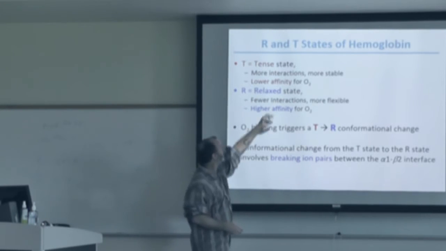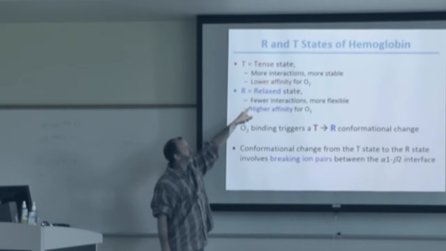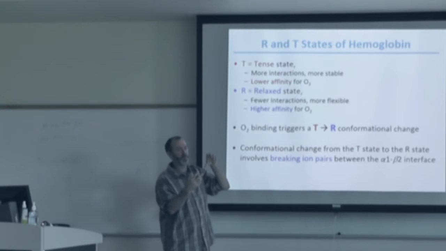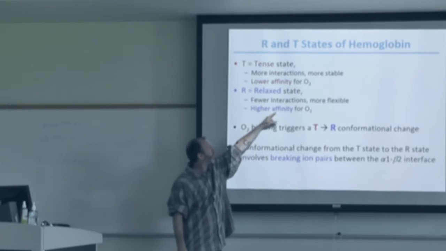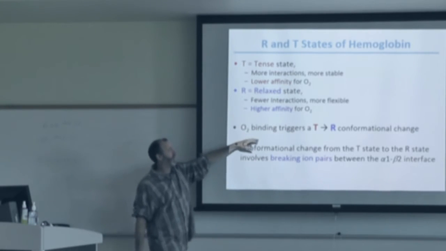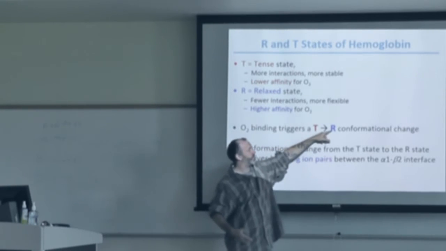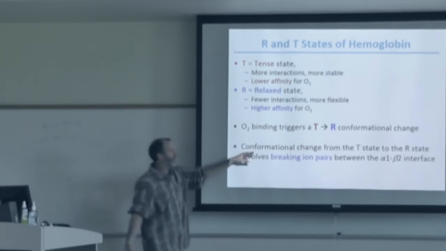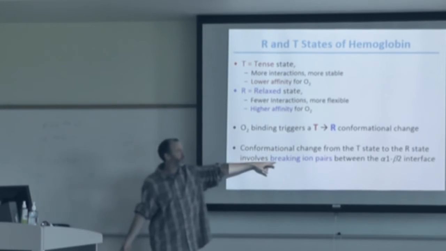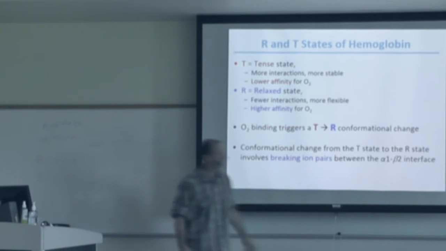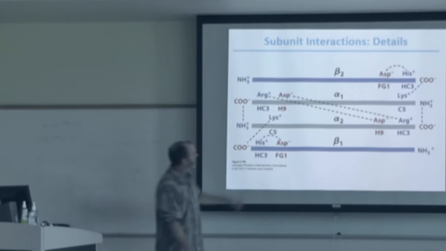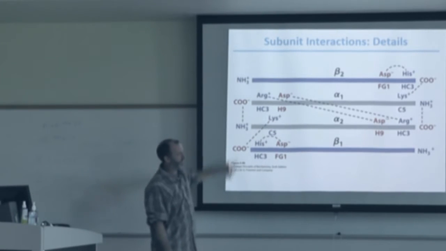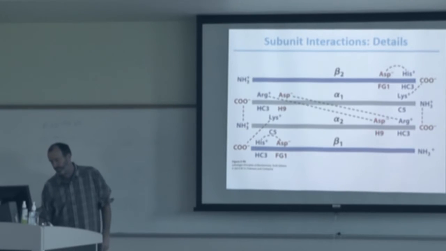Once you get one oxygen binding, it's going to shift that to the relaxed state, with fewer interactions between the hemoglobin subunits. And it has a higher affinity for oxygen. It's more flexible, so it's relaxed, right? Oxygen binding will trigger that tense state to convert to an R state, a conformational change. That conformational change from the T to the R state involves breaking the ion pairs between the alpha 1 and beta 2 interface. Let's look at that ion pair, alpha 1 and beta 2. That looks like the lysine right in the C terminus. So we're getting that salt bridge.